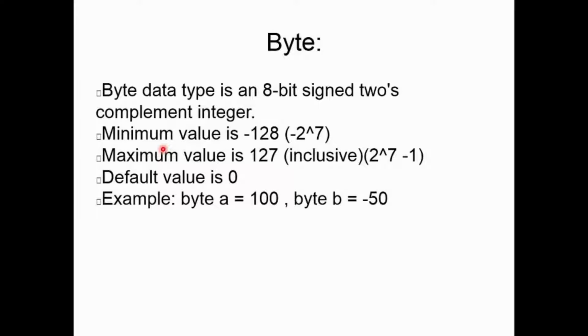The first one is byte data type. The byte data type is an 8-bit signed 2's complement integer with minimum value of -128 and maximum is 127. The default value is 0 and the example is on your screen.